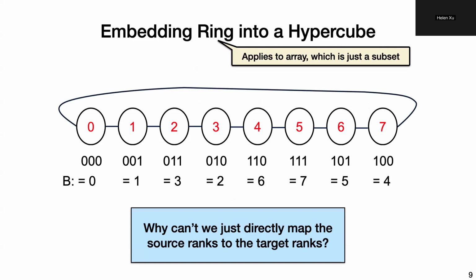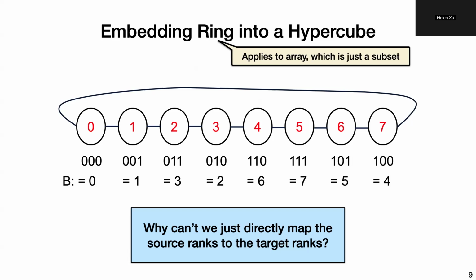And in the hypercube, remember that if you have d bits, every node can be described by a d-bit string, and all the connections to that node differ in 1 bit. So your neighbors are just 1 bit away from you in the hypercube. Basically, we're trying to map the neighbors of the ring into neighbors of the hypercube. So why can't we just directly map the source ranks into the target ranks?